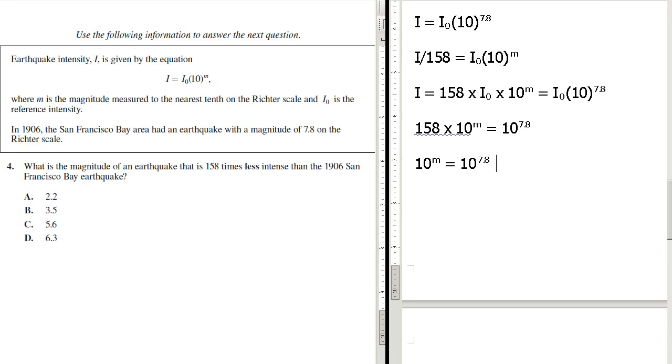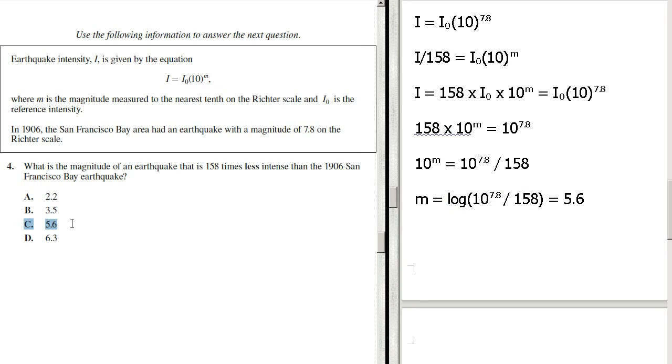Times, or excuse me, divided by 158, and then finally m is simply equal to, and you punch that into a calculator, 5.6, C.